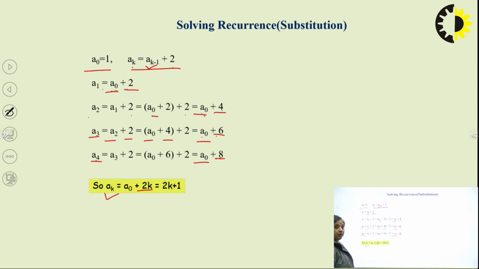So, what solution did we get? Ak is equal to 2k plus 1. So, we have solved it using substitution. We go on substituting and then we check what the pattern is, what pattern is made out of these values. So, we are able to observe that the pattern is 2 into the number of terms plus A naught. A naught is my initial condition, the base value, that is 1. So, I got this substitution answer.